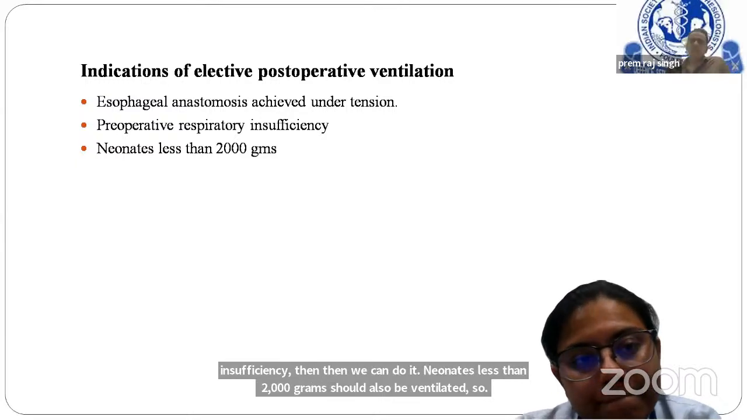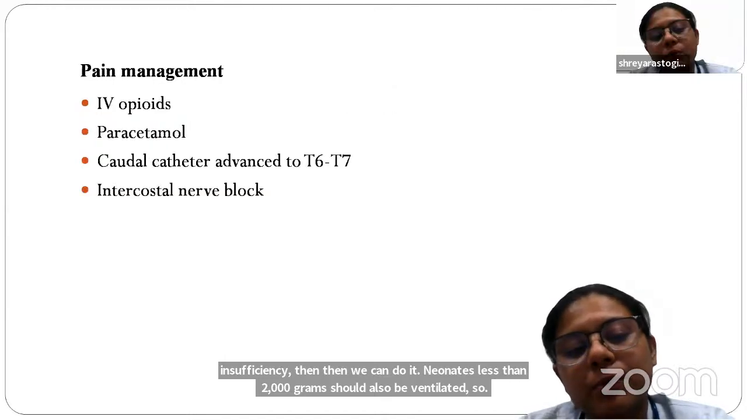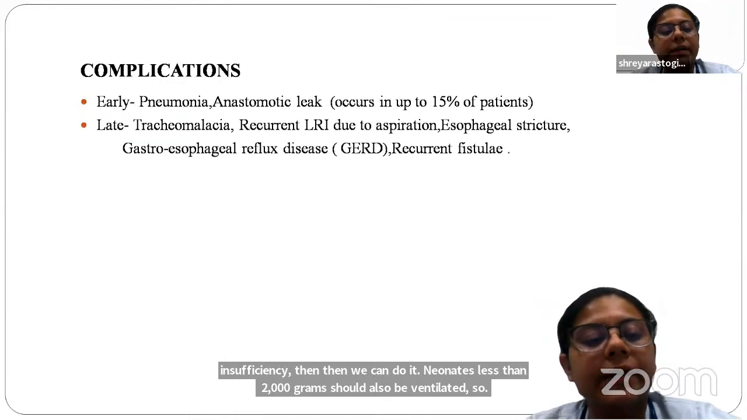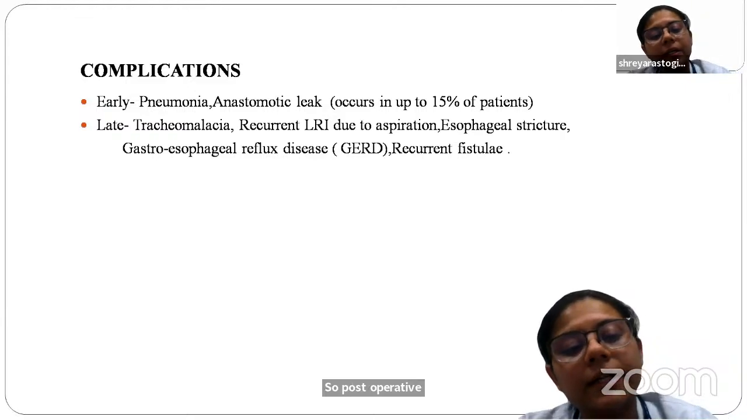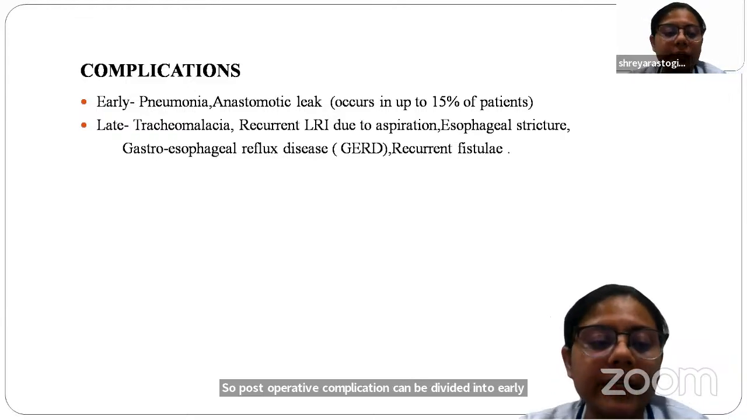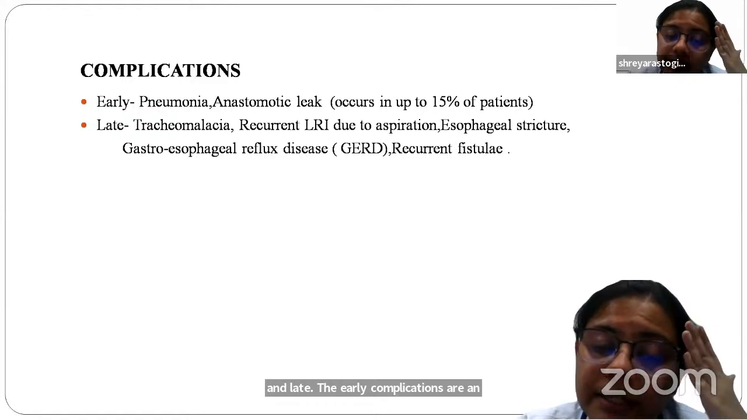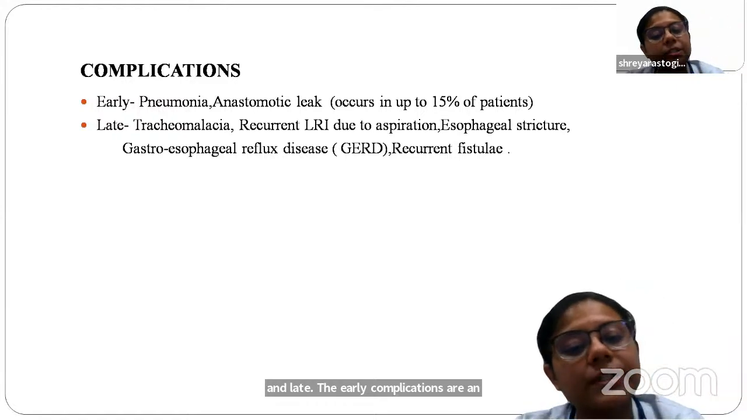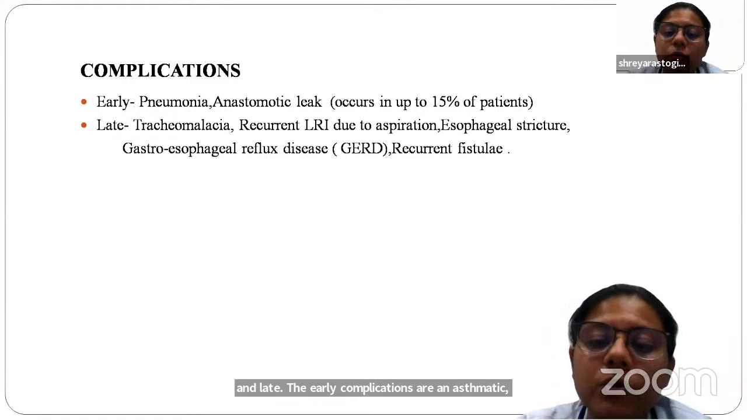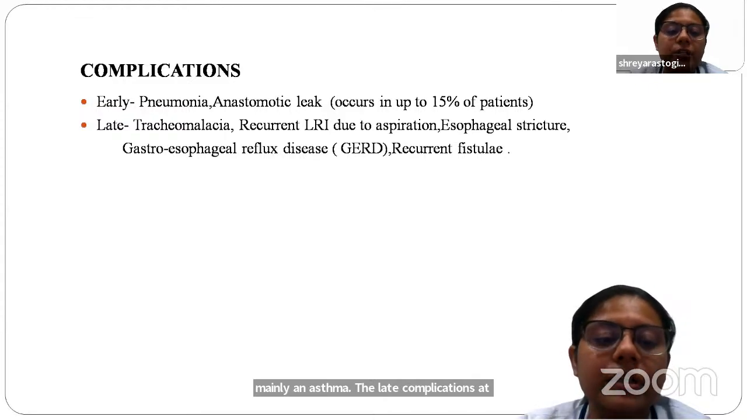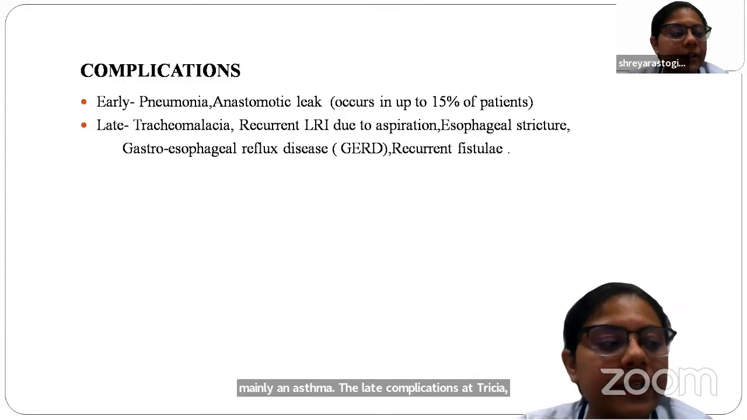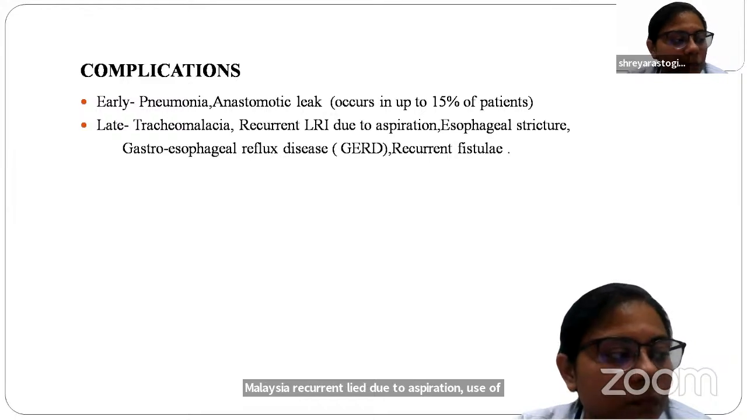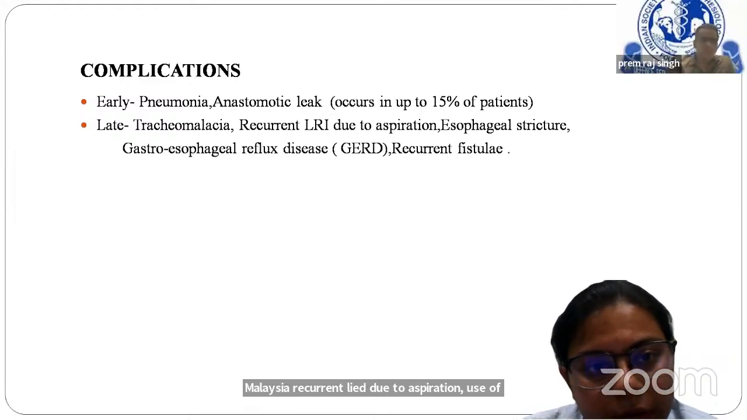Okay, and what are the post-operative complications? So post-operative complications can be divided into early and late. The early complication is anastomotic leak. The late complications are tracheomalacia, recurrent LRI due to aspiration, esophageal stricture, gastroesophageal reflux disease, and recurrent fistula, sir. Okay, okay, sure. Very well presented case, Shreya.